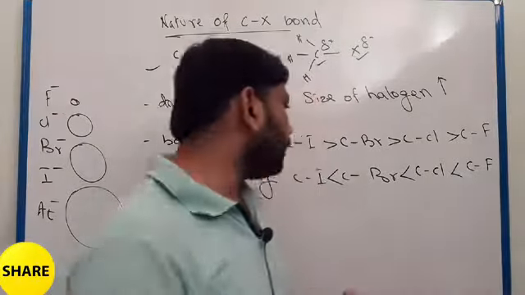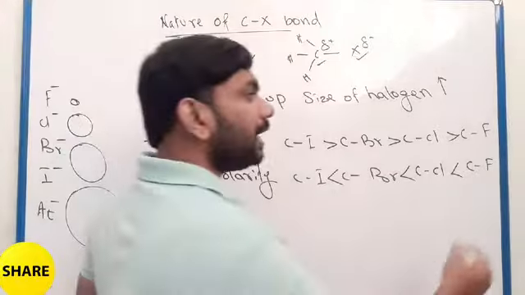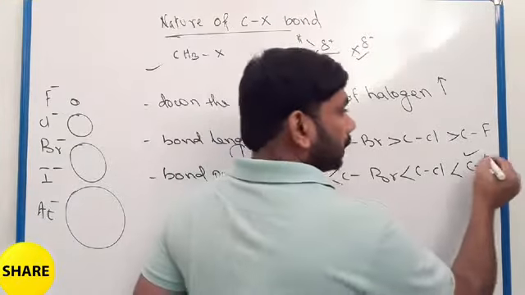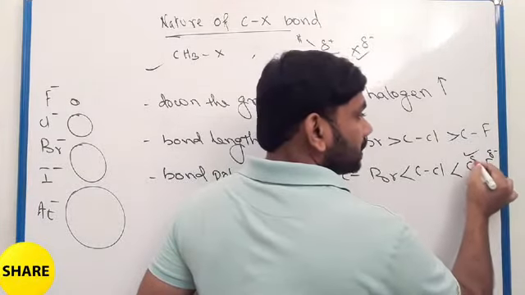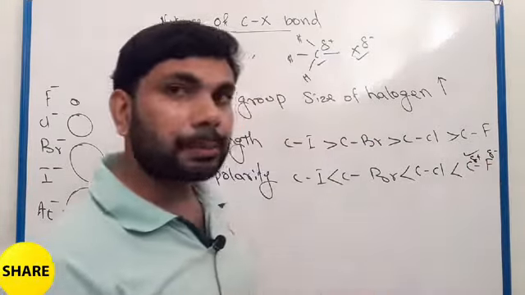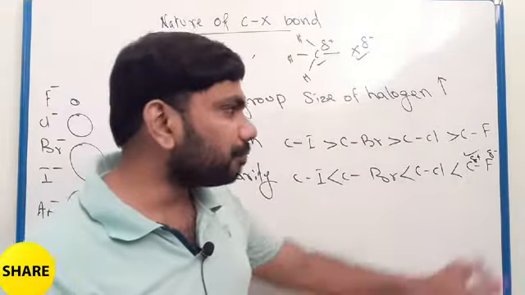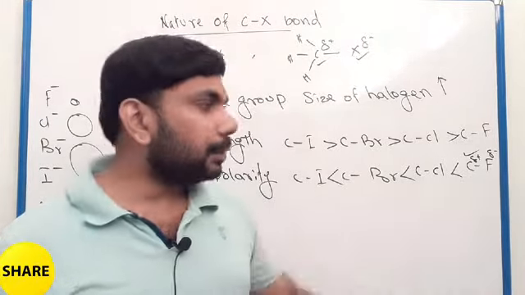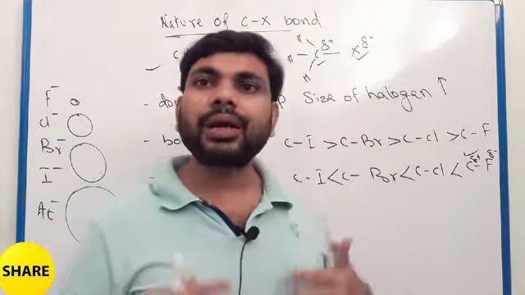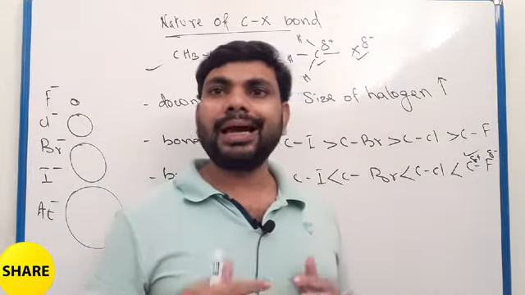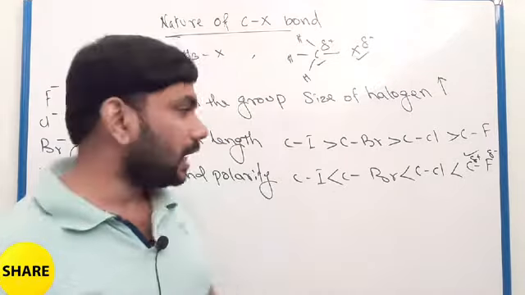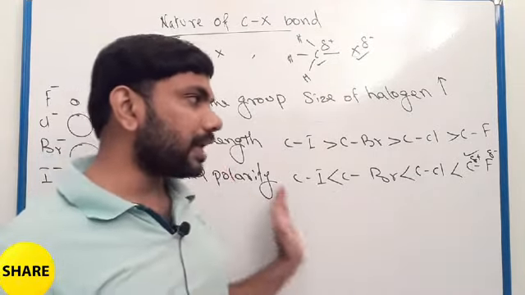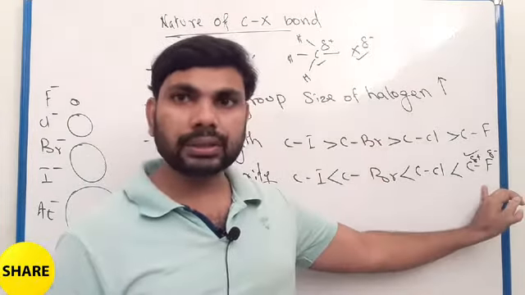Okay. So here bond polarity will be higher in the C-F bond. Here delta minus, delta plus, this is bond polarity. The C-F bond is more polar in nature. Why? Because fluorine has more charge density, iodine the least charge density. That's why bond polarity is higher in the C-F bond.